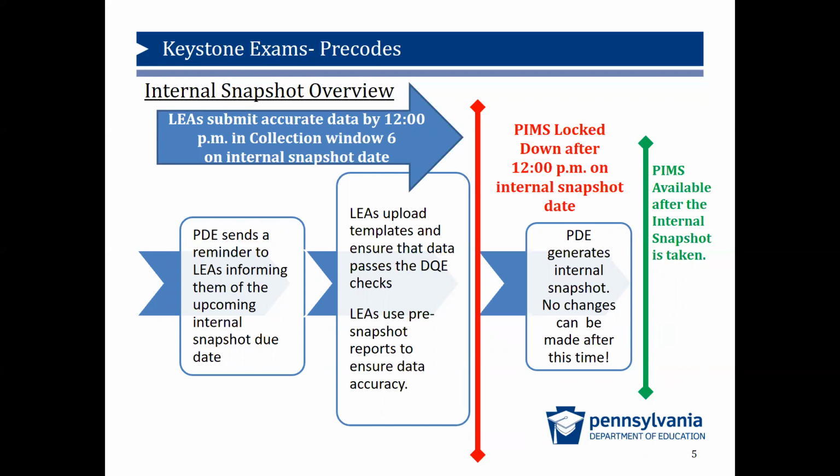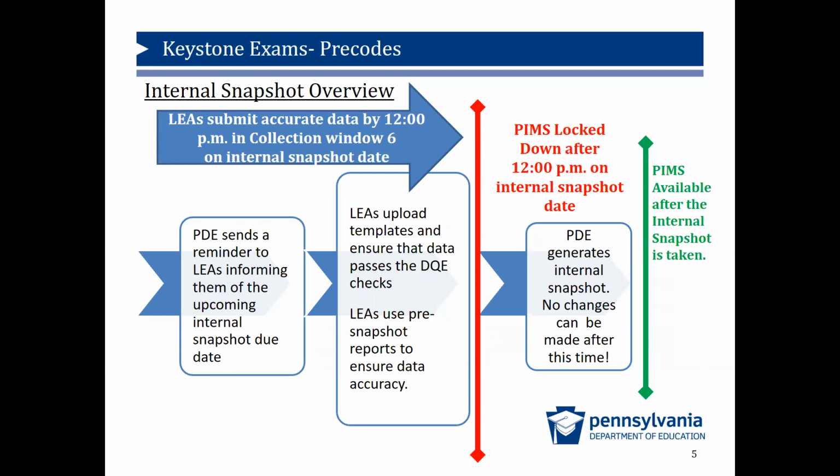In the first of 3 blocks, the graphic begins with PDE sending communications to LEAs reminding them of the internal snapshots. Next, LEAs upload the student and school enrollment templates to PIMS. The LEAs then run the pre-snapshot reports to verify accuracy of the data submitted. Since there is no correction window, this should all occur before the internal snapshot date.